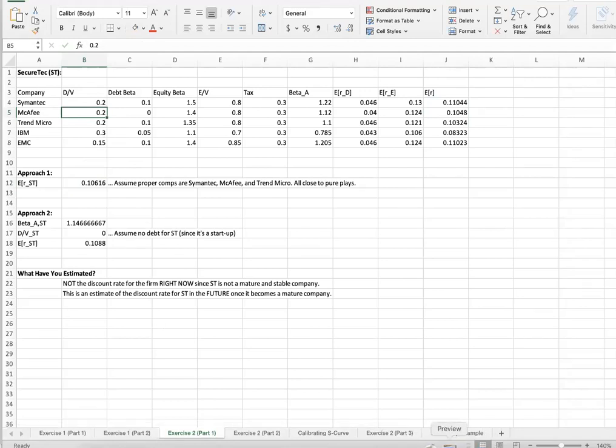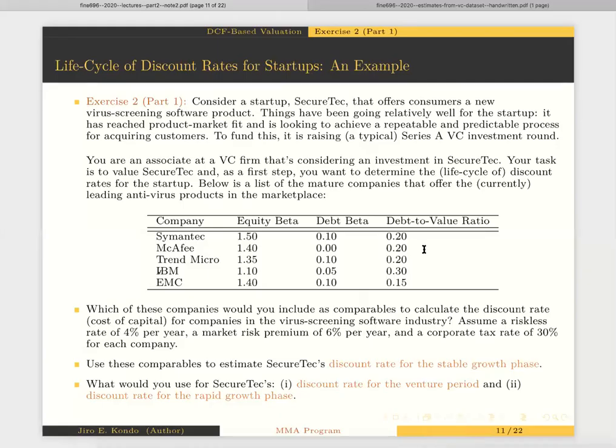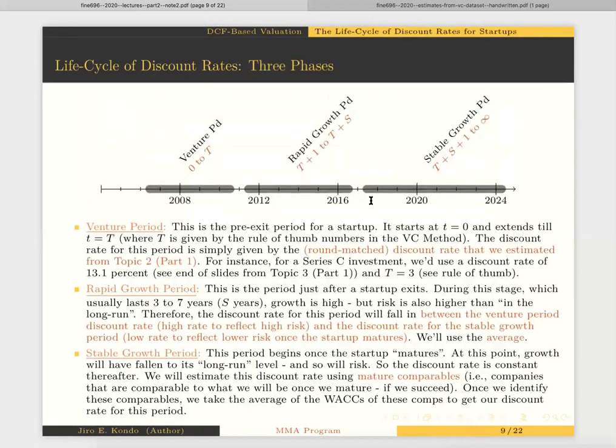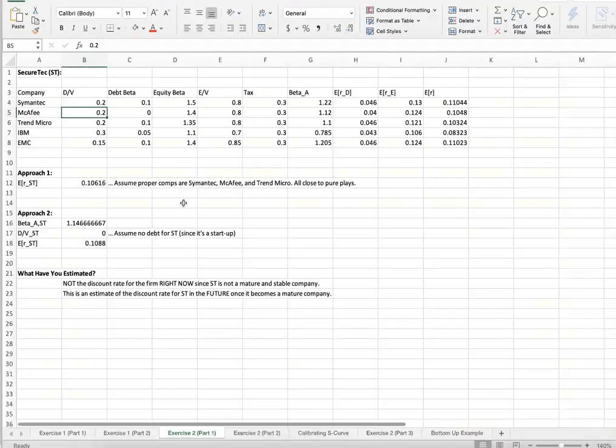And so what does the 10.6% mean? It means that, starting in the stable growth phase, we expect a 10.6% discount rate. So we had 14.75% going down to 10.6% starting in the stable growth phase. So what is it in between those 2 phases, in the rapid growth phase? It's the average of the 14.75% and the 10.6%. So let me just go and calculate that.